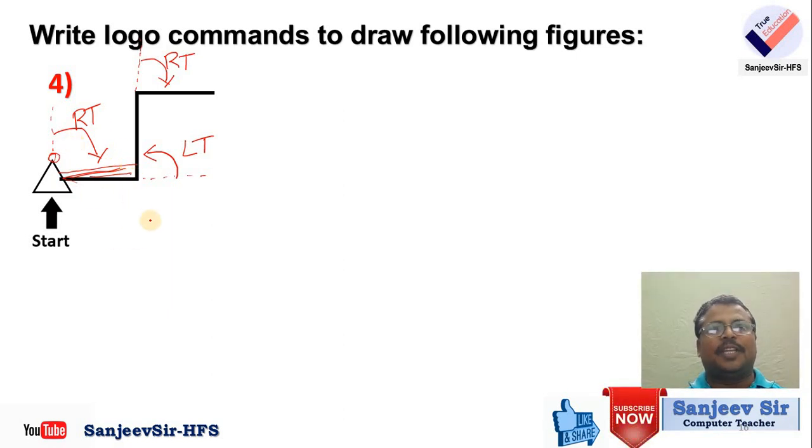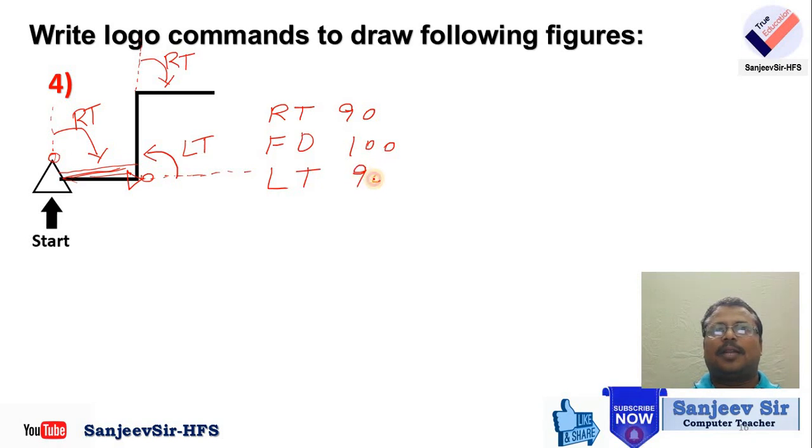So at first we need to write here RT 90. After that FD for this one movement, so FD 100. After that the turtle will get this position, and the turtle head will be in this direction, but the turtle will not draw in this way, the turtle will turn. That means LT 90. After that the turtle position is in the upper direction, so it will move, so FD 100.